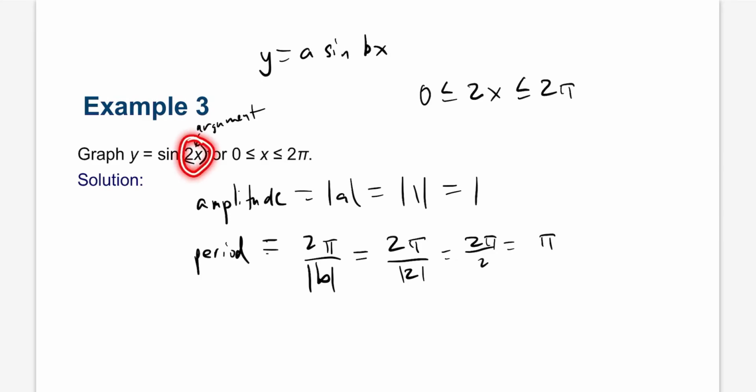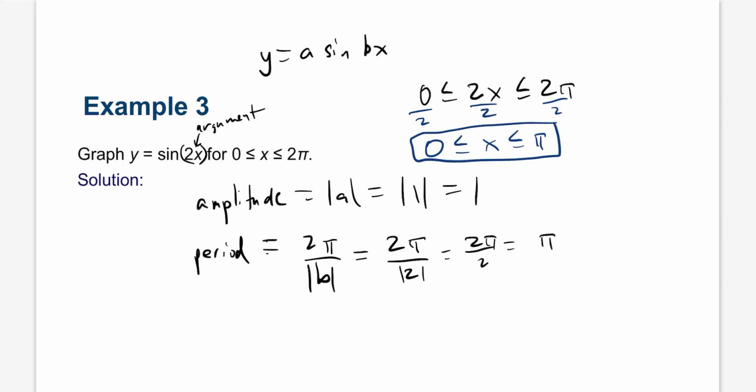So I took the argument and I'm putting it in between 0 and 2 pi, and now I need to solve for x. And the way we do that is we can divide by 2 all the way through, and that'll give us our inequality that we need. So our graph is starting at 0 and going to pi. So let's draw that graph.